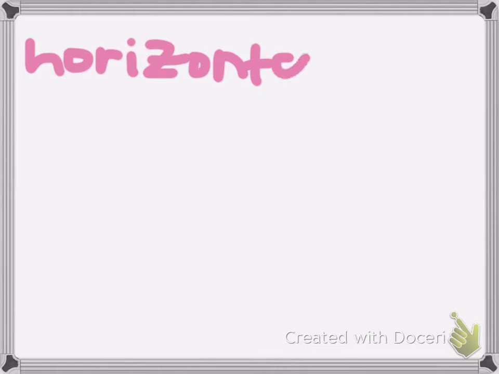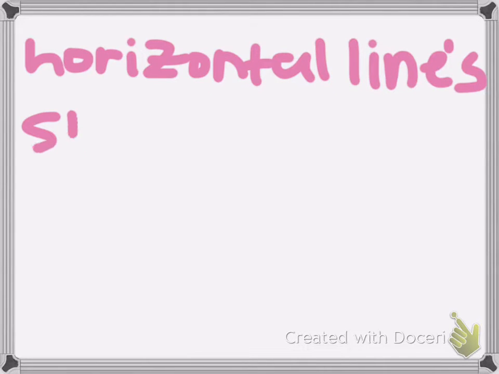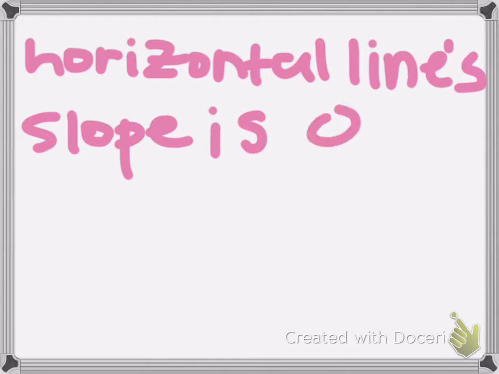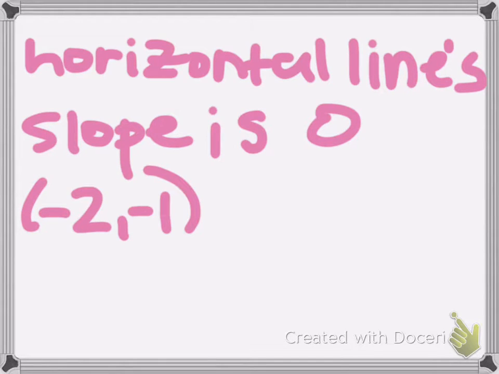The next problem, we need to write an equation in point-slope form again. This says for a horizontal line. So a horizontal line, the slope is 0. So that's what I'm going to use for my slope. Now the point it gives me is -2, -1. So I'm going to use that for my y-coordinate and my x-coordinate.